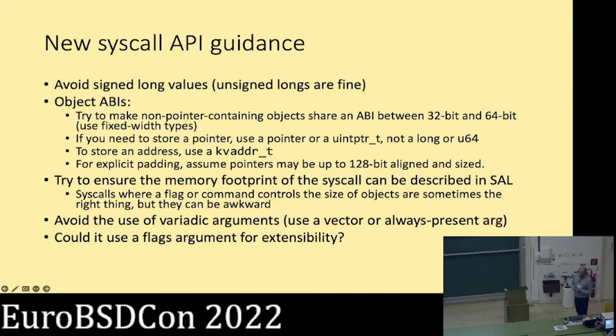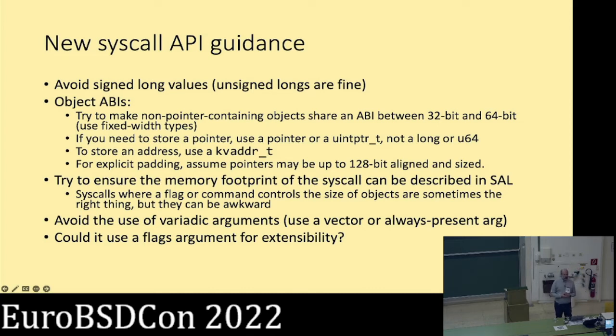For object ABIs, try to make things that don't contain pointers have the same ABI. So, use fixed width types where possible and appropriate. And if you do need to store a pointer, make sure to use a pointer, an actual one, or a uintptr_t. Don't use a long, don't do what Linux does and use U64 everywhere. Use the right type because in the future, pointers won't be integers.